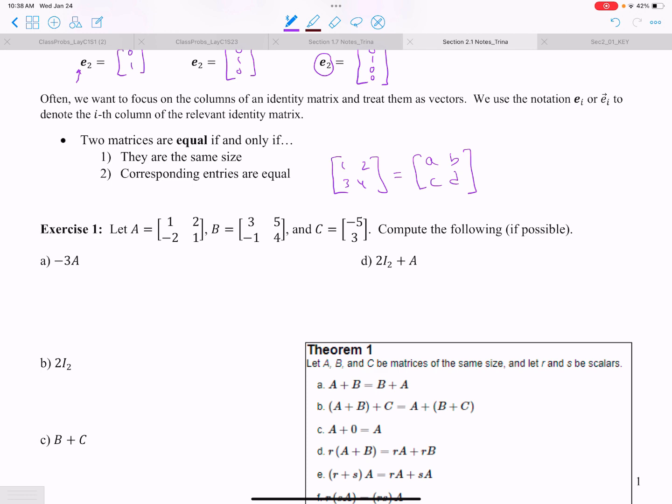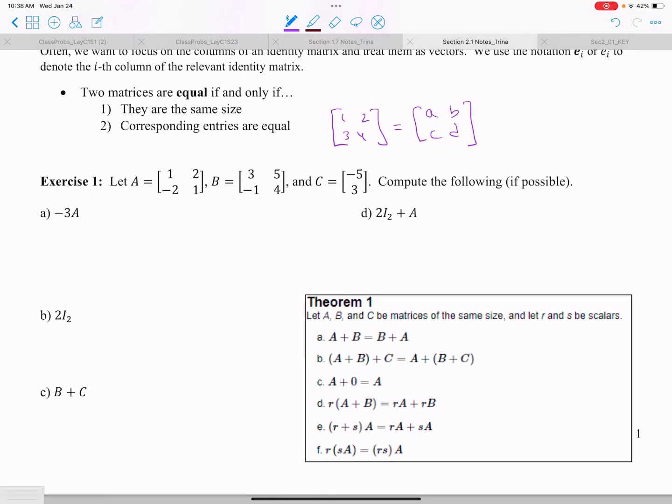In this first exercise, we're going to do some computations. Again, these work the way we expect them to. If you multiply a matrix by -3, that's going to multiply every entry in your matrix by -3. So that's going to be -3, knowing that this is A, -3, -6, +6, -3. This second question says 2 times the identity matrix, and this sub 2 tells me it's a 2 by 2. So it's 2, 0, 0, 2. Multiply every element in the identity matrix by 2.